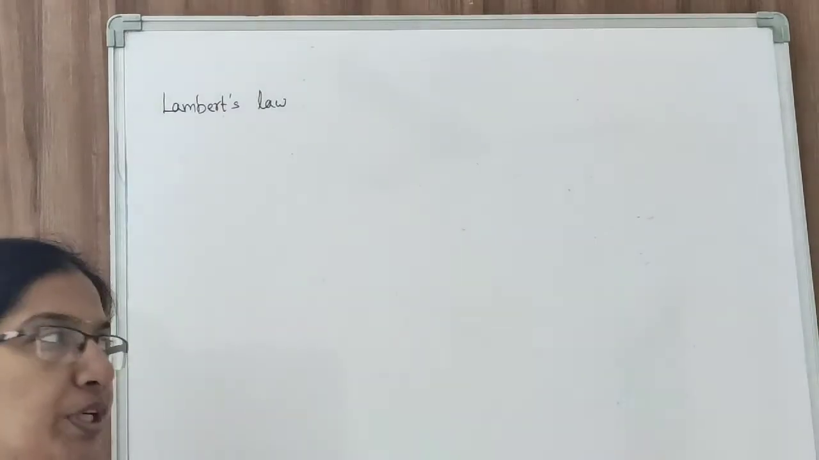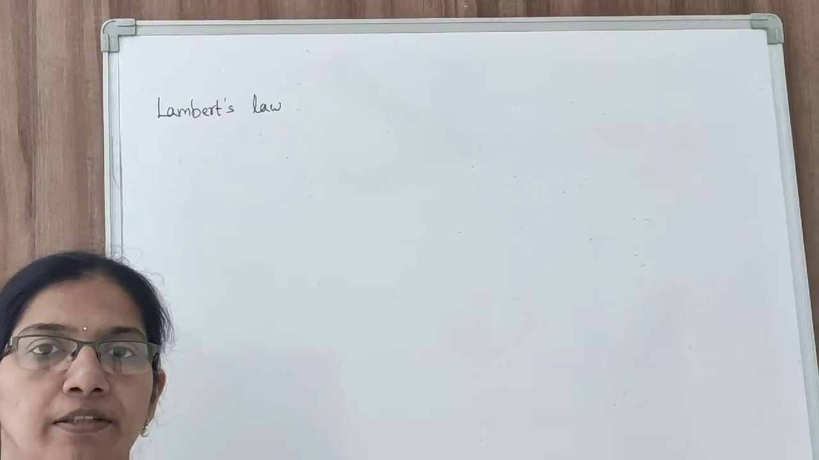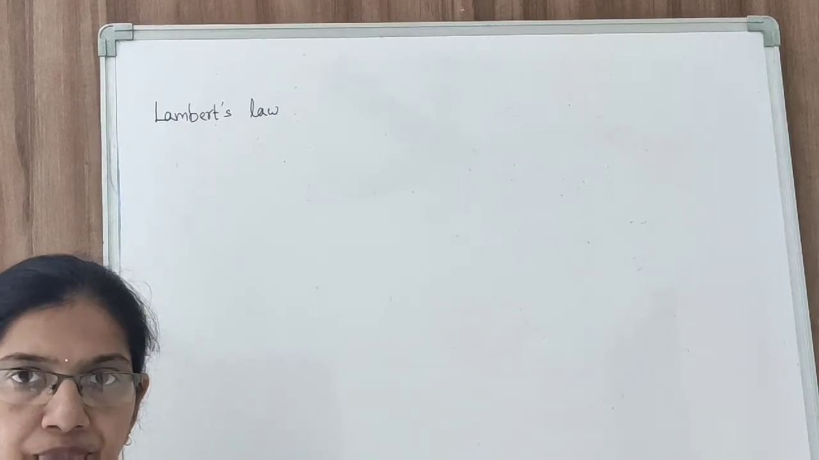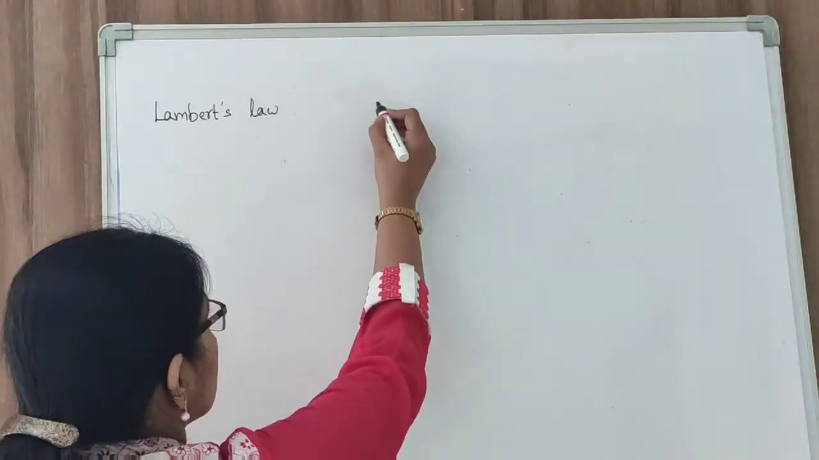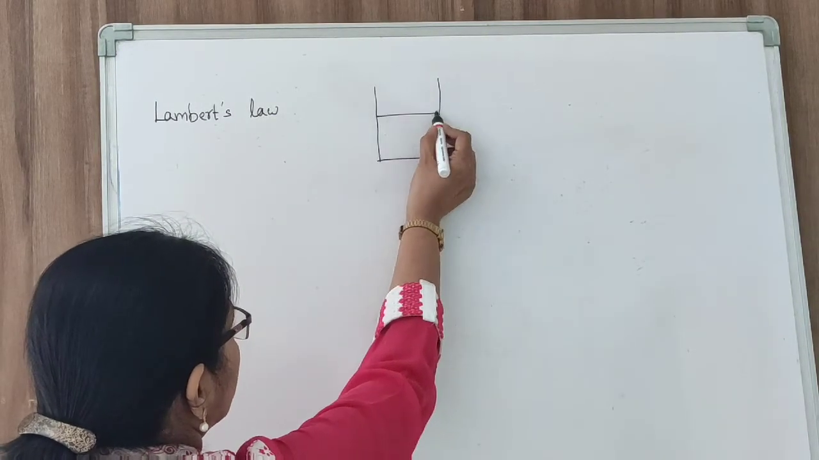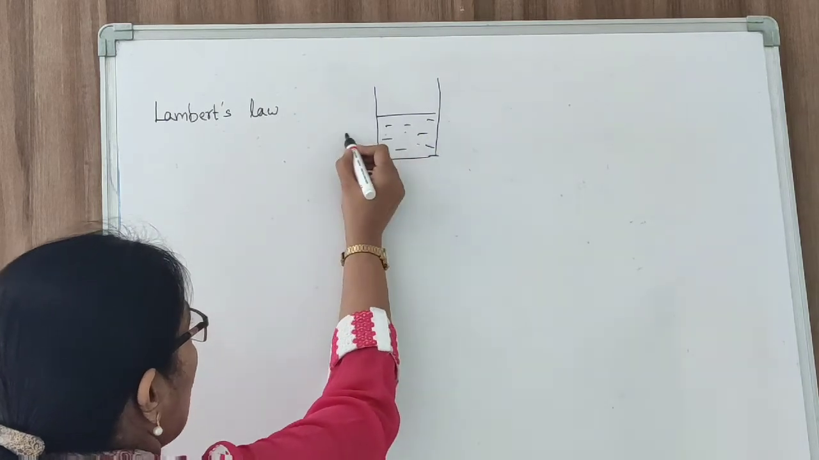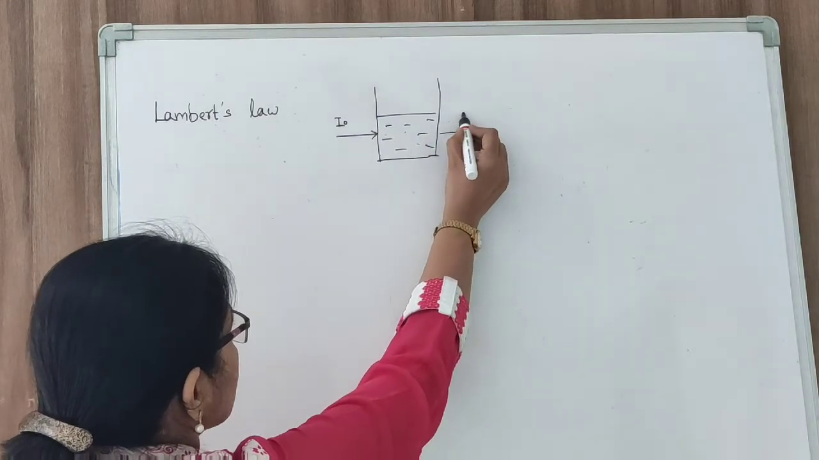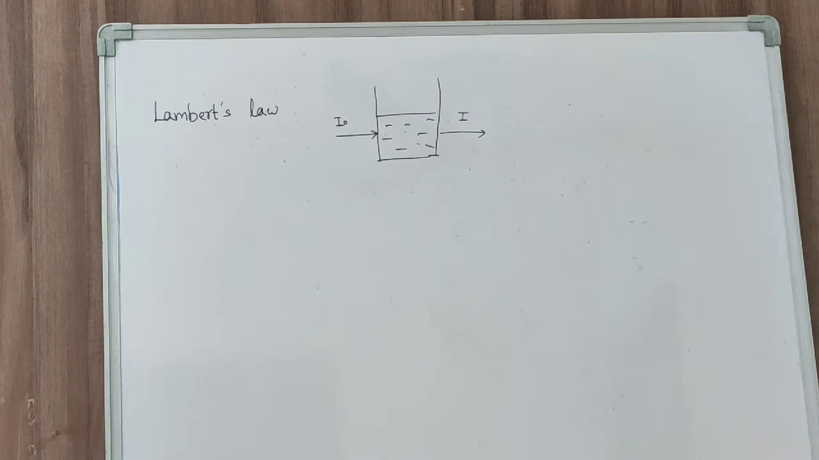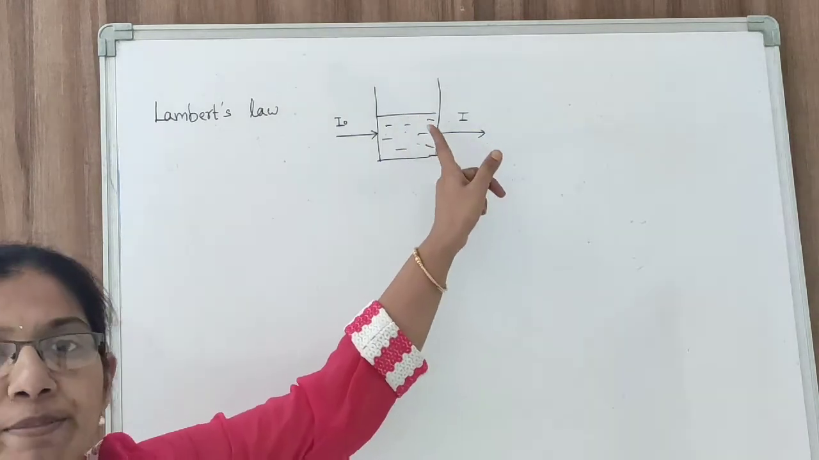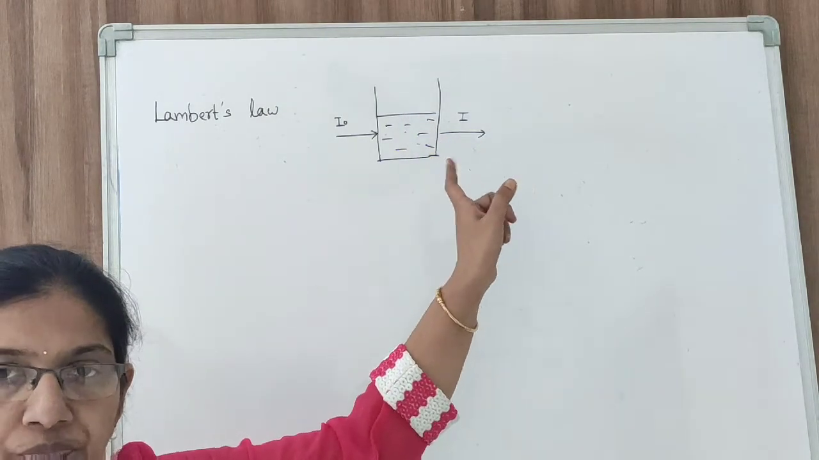Lambert's law is associated with the intensity of incident light on the absorbing solution and the intensity of transmitted light. That means if we take an absorbing solution in this beaker, let I0 be the intensity of incident light and I be the intensity of transmitted light. Definitely I is less than I0 because some of the radiation gets absorbed by this absorbing solution.